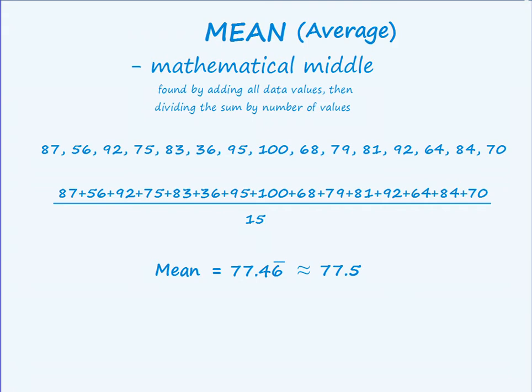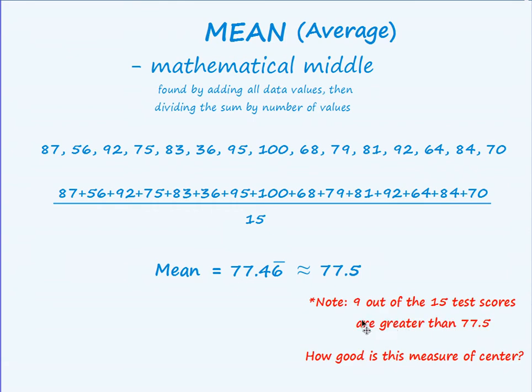To find out how accurate our mean is, we're going to look at a little more data. If you look carefully, 9 out of the 15 test scores are actually above 77.5, which leaves only 6 test scores that are less than 77.5. My question for you, and we're not going to answer this yet, is how good is this a measure of center? Is 77.5 the actual middle of our list of test scores? Well, 9 versus 6 test scores, maybe not quite the middle.